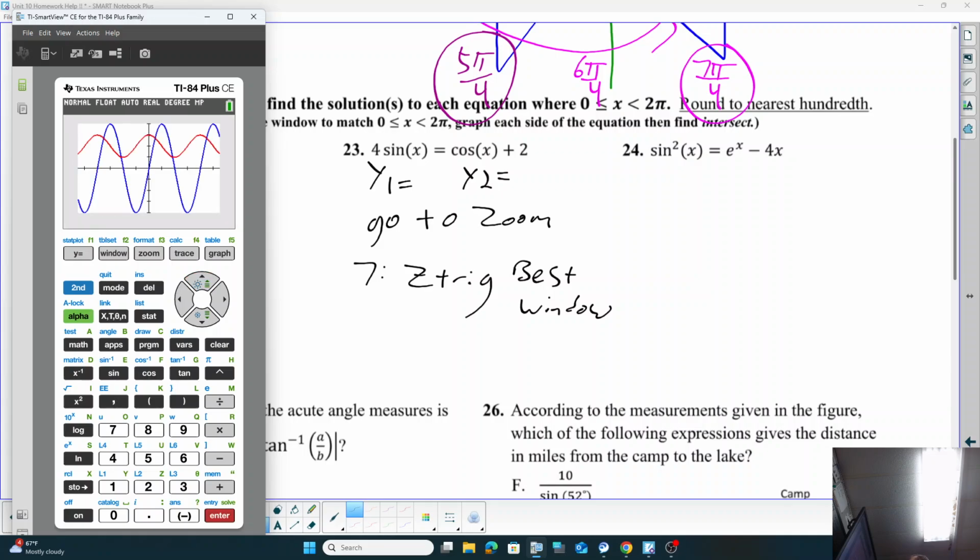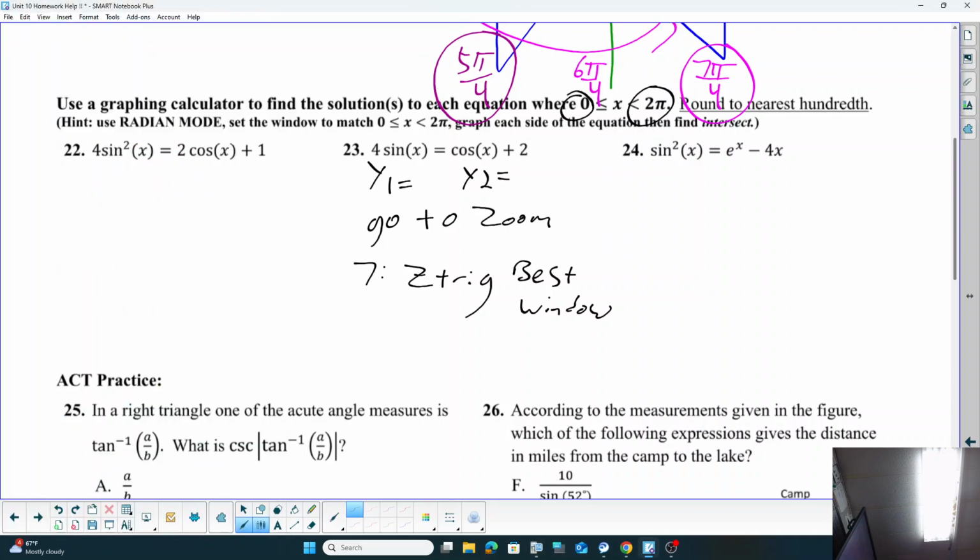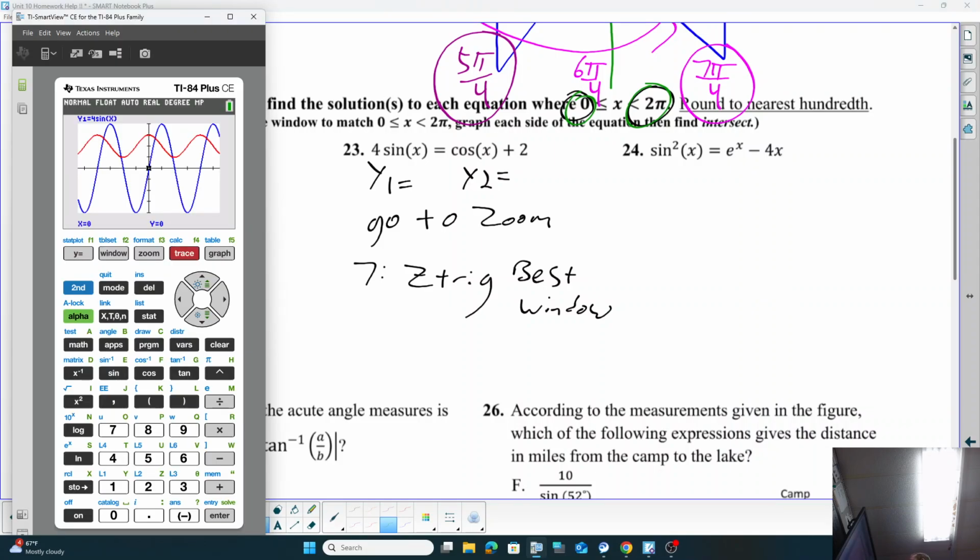There we go. There it is. Beautiful. So we're going between 0 and 2 pi. Okay? And so we push trace, and there's 0. And so we're going all the way to 2 pi. Yeah, 360 degrees or 2 pi. So we're going to ignore that one. All we're going to focus on is these first two intersections. The other one's too far.